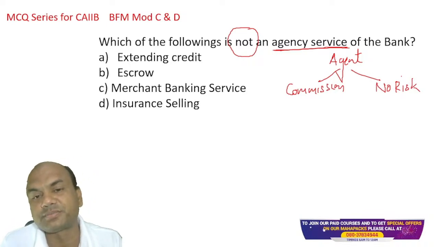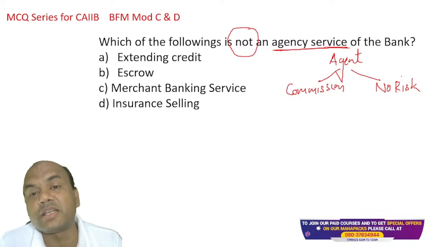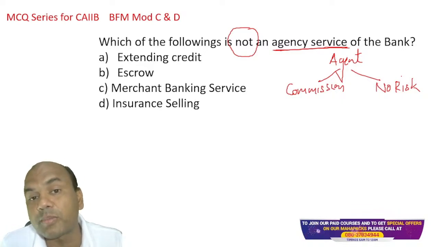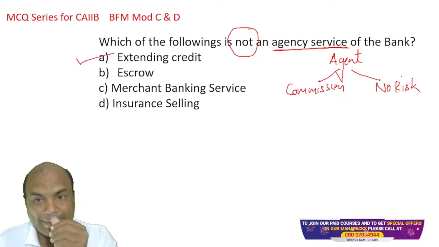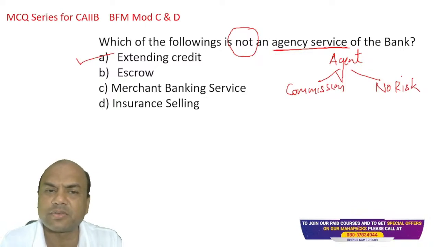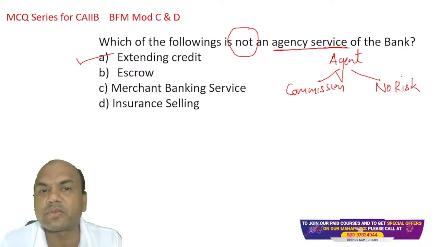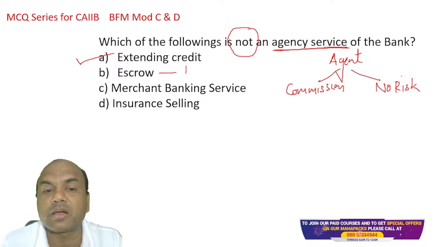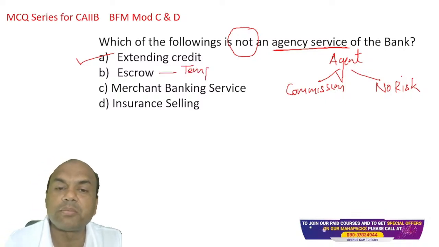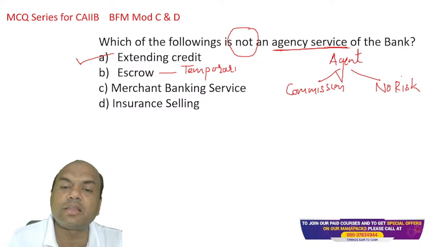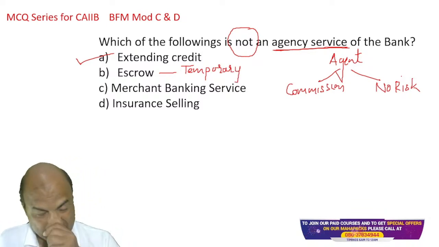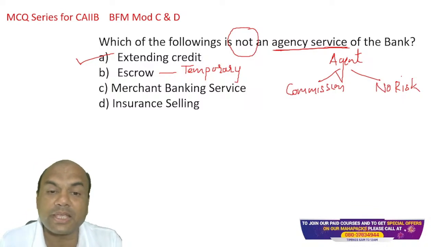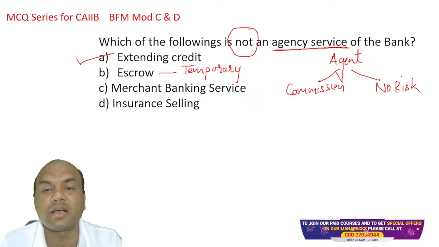Commission and no risk. So which of them is agency service, or which is the core banking service? Core banking service is this, extending credit. It is not the agency service. Escrow is an agency service. Escrow means what? It's a temporary account. It is opened generally when there is a project to be done between two companies. So that is an escrow account. Merchant banking services. So this is also agency service.